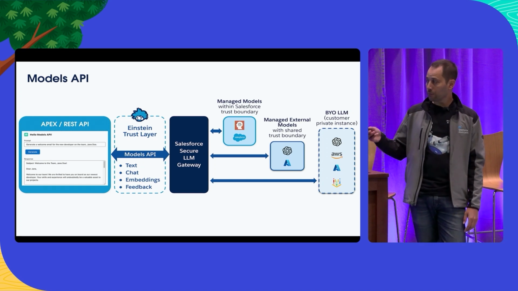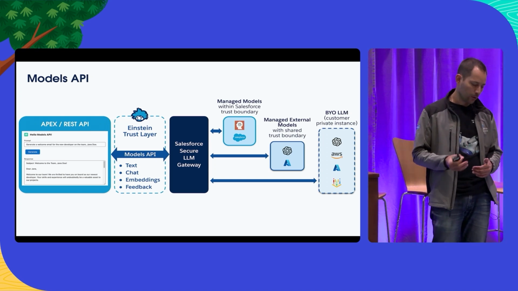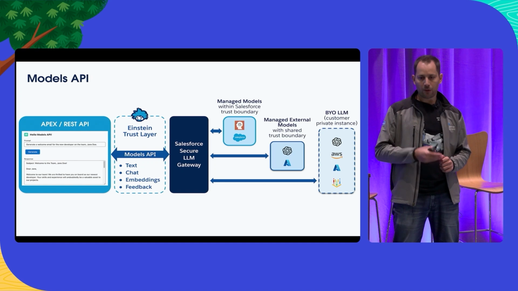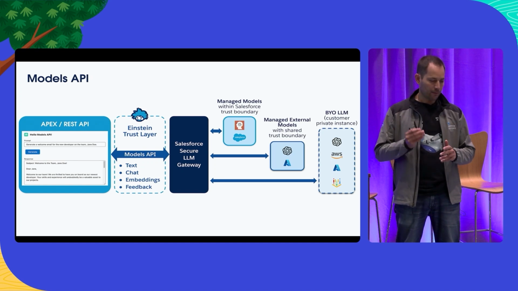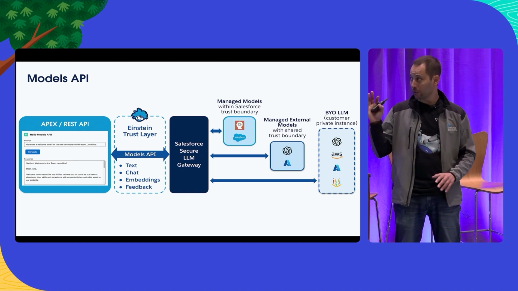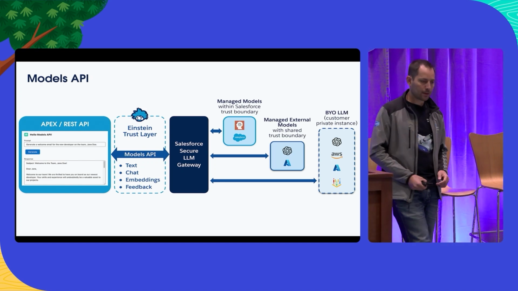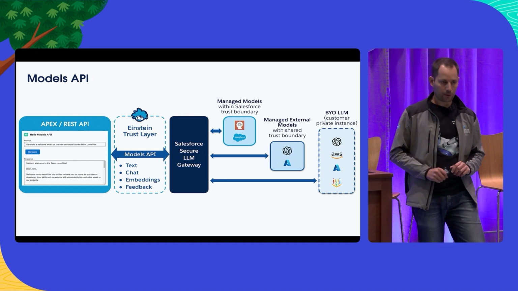It will still go through the Einstein Trust Layer, so we're going to do the typical data masking, the toxicity detection, the prompt injection defense, all these services that are provided by the Einstein Trust Layer, and then it will hit, behind the scenes, the Salesforce secured LLMs.